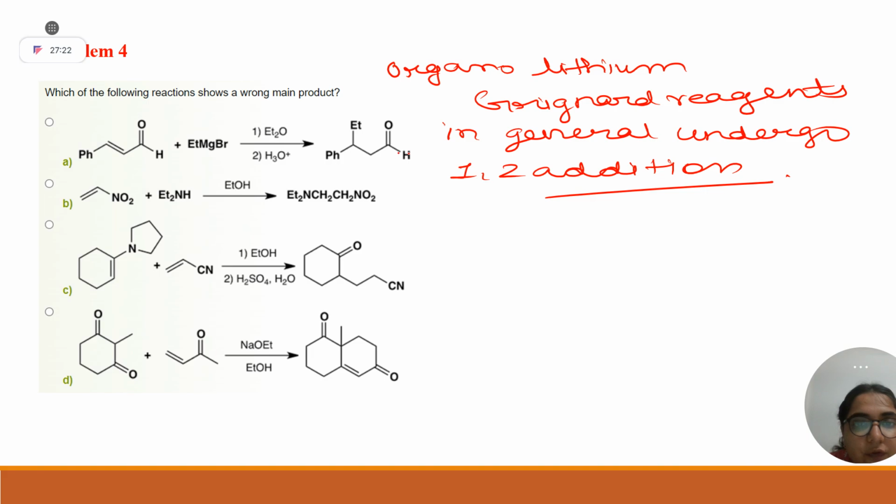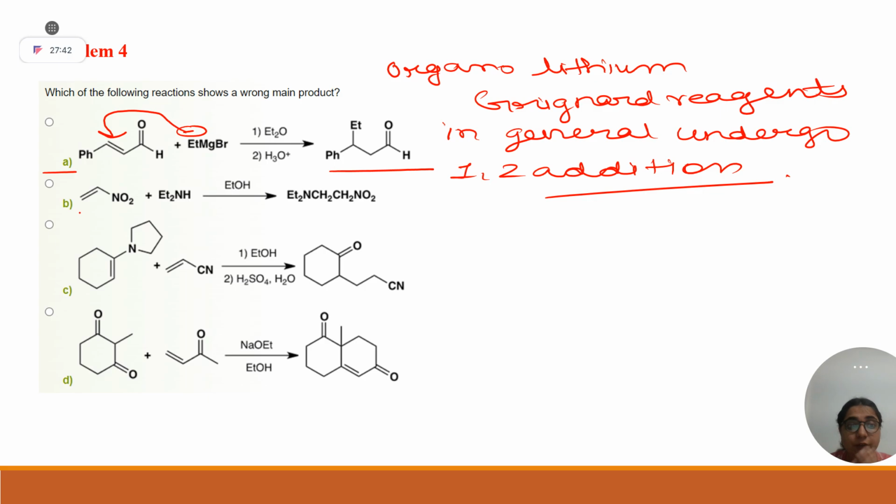If we talk about the first question, it looks like this EtMgBr, where Et will be having negative charge, has done 1,4 addition, then only we can get this product, right? Okay, this is one point. Let's have a look at the other options also.